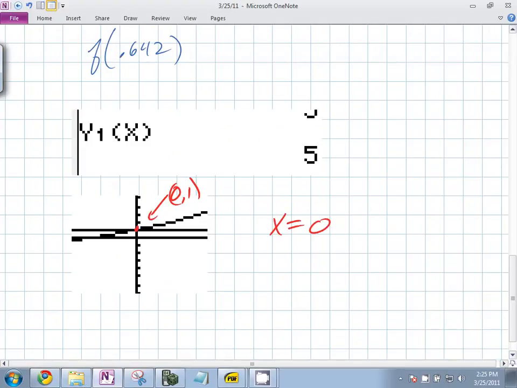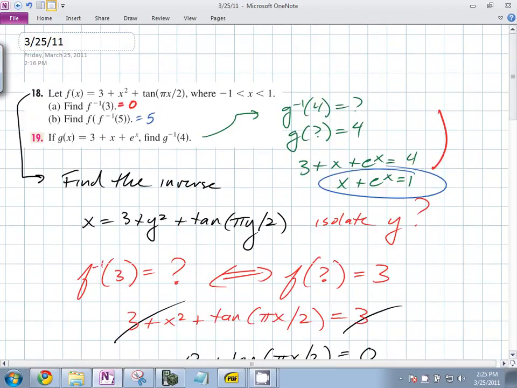Now go back to your original equation right here. Plug in 0 for x. You get 0 plus e to the 0. Well, that's 0 plus 1, which is 1. So for this one, what is g inverse of 4 equal to? 0. g inverse of 4 is equal to 0 because g of 0 is... Yes. Very good. Is this exciting stuff?